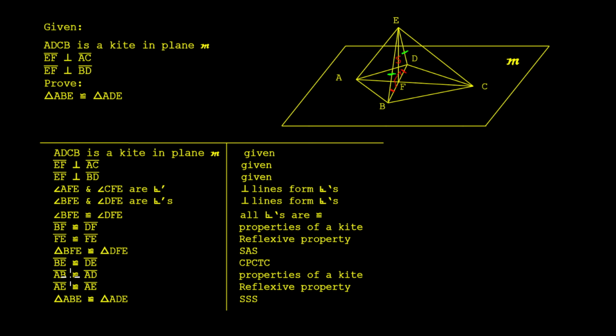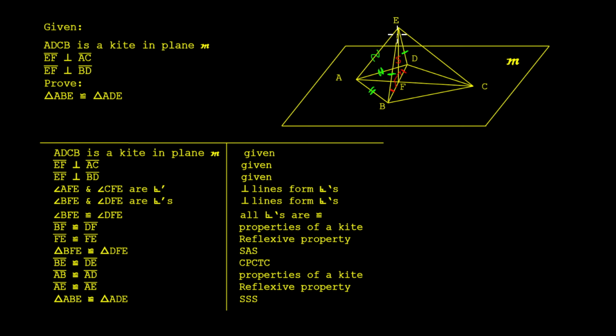Then AB is congruent to AD, properties of a kite. A kite has two sets of disjoint congruent sides. So AD is congruent to AB over here. Then AE is congruent to AE, reflexive property. AE is congruent to itself. From there, triangle ABE is congruent to triangle ADE, SSS, side, side, side.